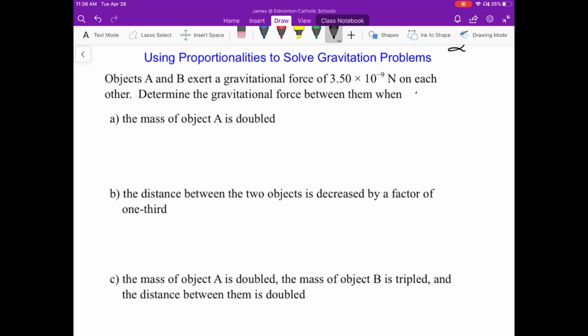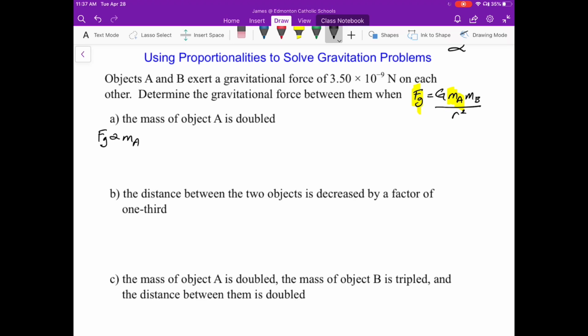Okay, so let's see. Here's our formula. Everything is unchanged except for the mass of object A. All you're doing is doubling the mass of object A. So you want to find out what effect changing this has on that. So in our formula, both values are in the numerator and they're on opposite sides of the equal sign. So that tells us that that is a direct proportion.